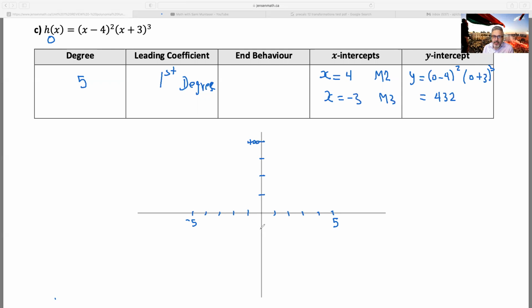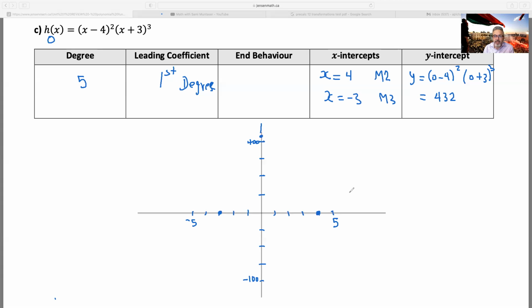You don't have to be accurate. I think the end behavior of the graph, that's what we're looking for. And that's -100. Now, we go ahead and plot our zeros. We have them at 4, multiplicity of 2, and -3, multiplicity of 3. The y-intercept is 432. So I'll say maybe around here, give or take.